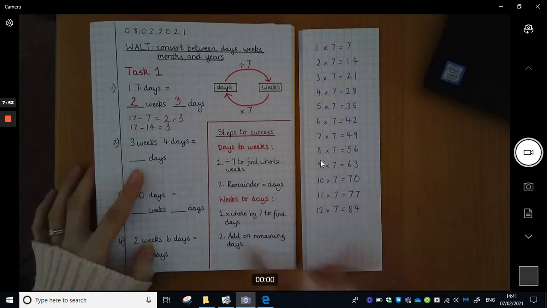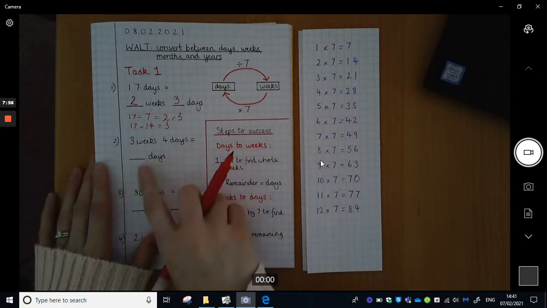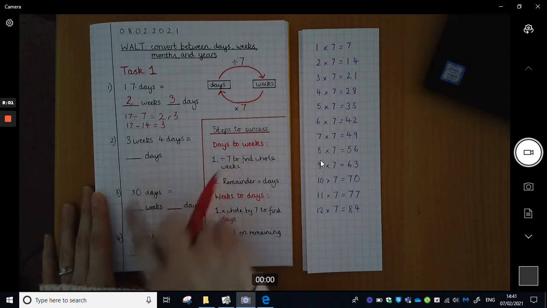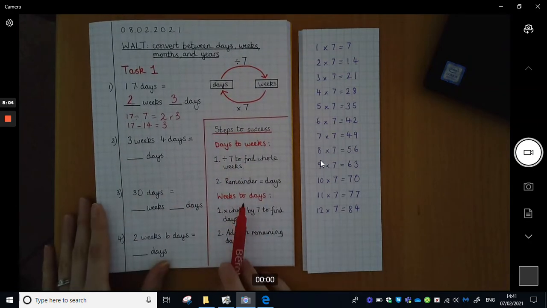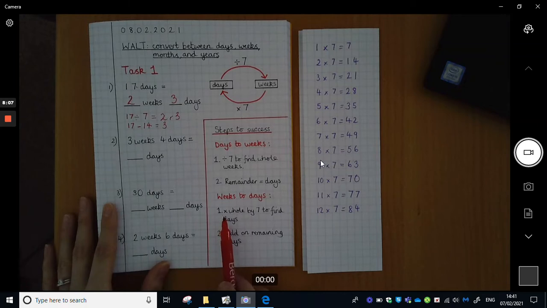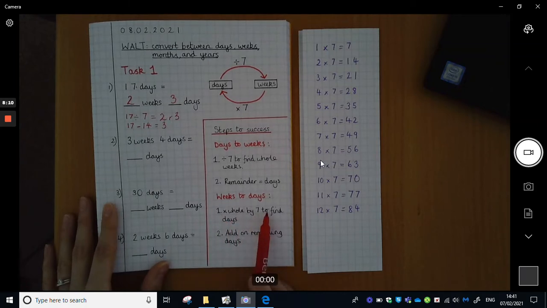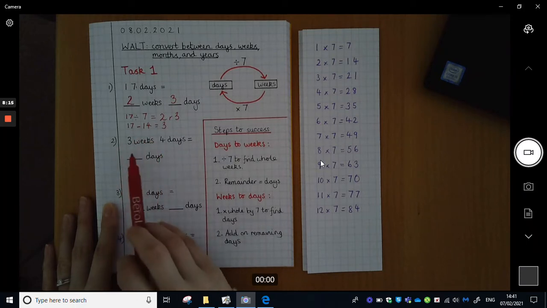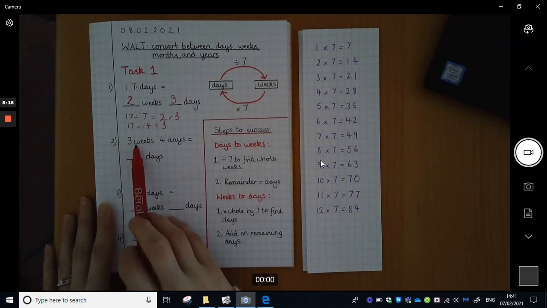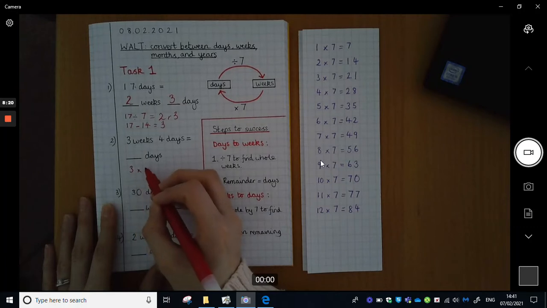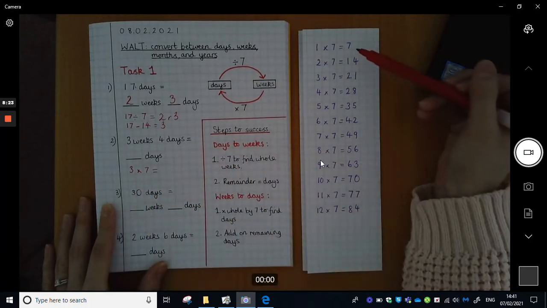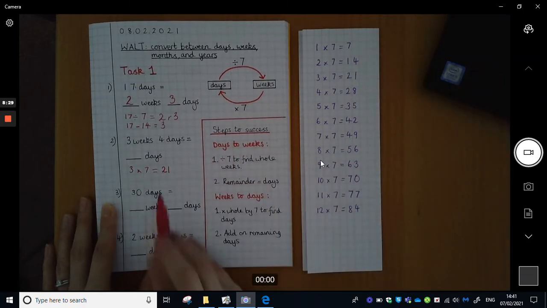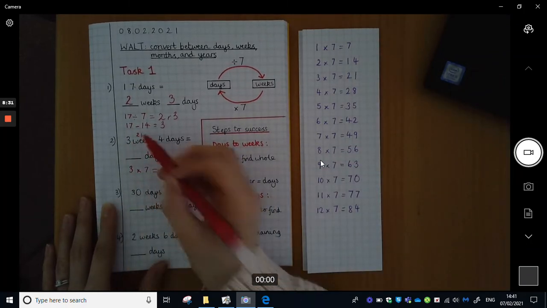Okay, let's look at a different example now where we're going from weeks and days to just days. So I've got 3 weeks and 4 days in just days. So I'm going to be going the opposite way this time. So from weeks to days. So the first thing I need to do is times the whole by 7 to find the number of days. So I've got 3 whole weeks here. So I need to multiply that by 7. So 3 times 7 is going to be my calculation. Again, I can use this to help me. 7, 14, 21. 3 times 7 is 21. So I've got 3 weeks is equal to 21 days.